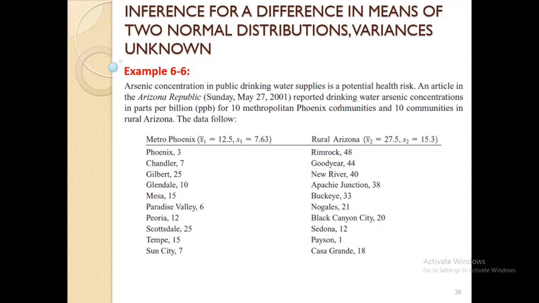Arsenic concentration in ppb, parts per billion, not million. Very low concentration. This is for 10 metropolitan communities and 10 communities in rural Arizona.